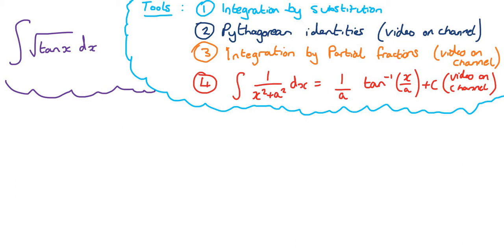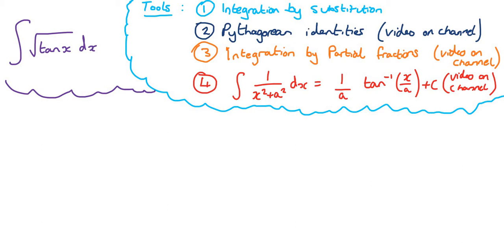Tool number 2, the Pythagorean Identities. I recently made a video on this, and it involves manipulating the identity sine squared plus cosine squared equals 1, and we get these new identities. If you haven't seen that, go and check that out first. The link will be in the description. Tool number 3, we need to know how to integrate using partial fractions, and again I recently made a video on this. This involves changing the denominator into something linear, so we can use the natural log function. So again, go check that video out.